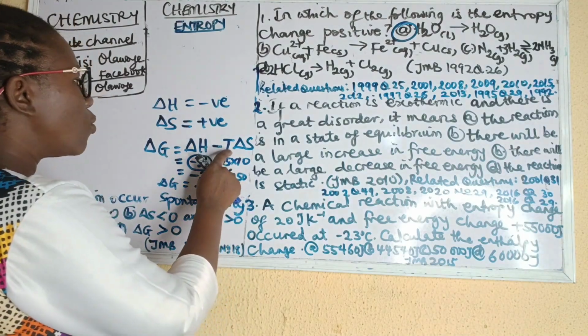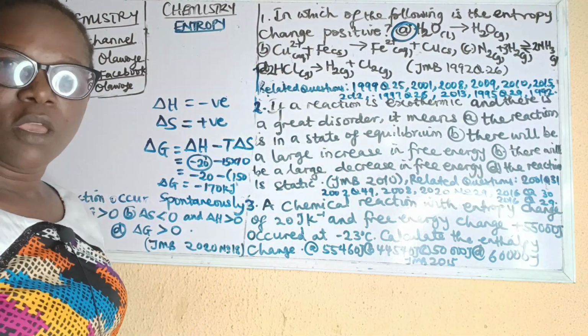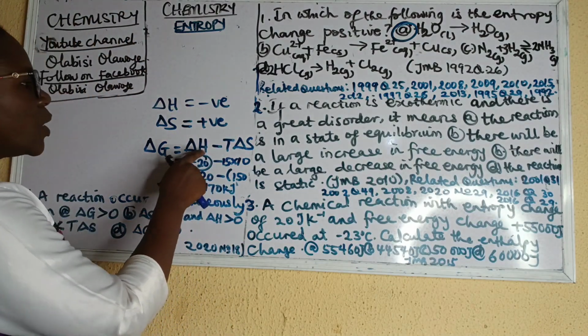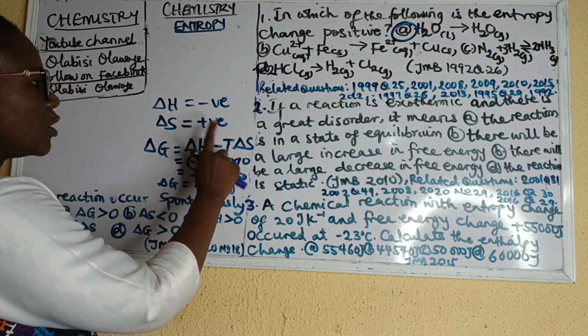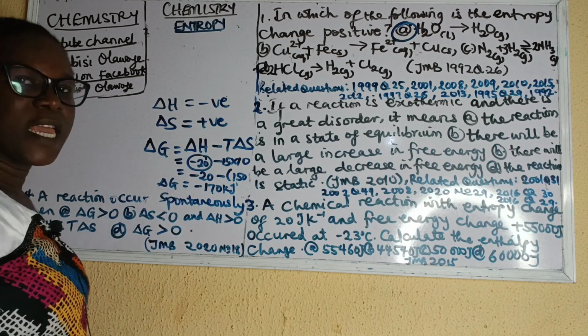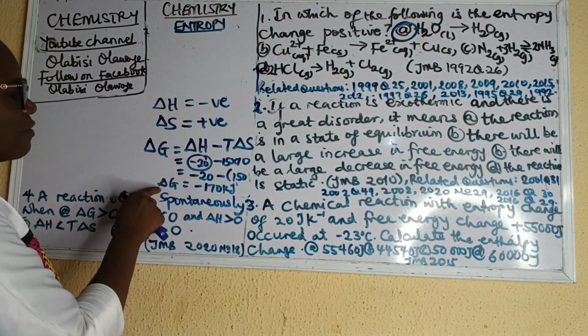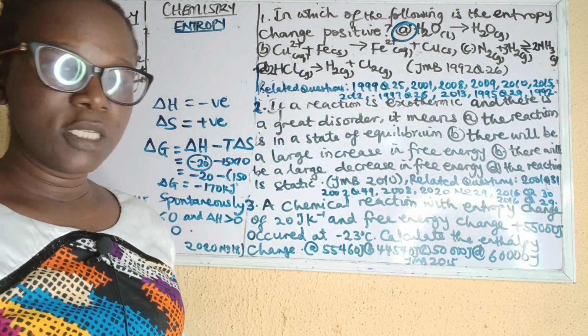Even if the temperature is lower, multiplied by the entropy, provided the entropy is higher or positive, multiplying it with the temperature in Kelvin, by the time you deduct it from delta H that is lower, you're going to get a negative answer. So in that case, if the free energy is negative, the reaction is spontaneous.